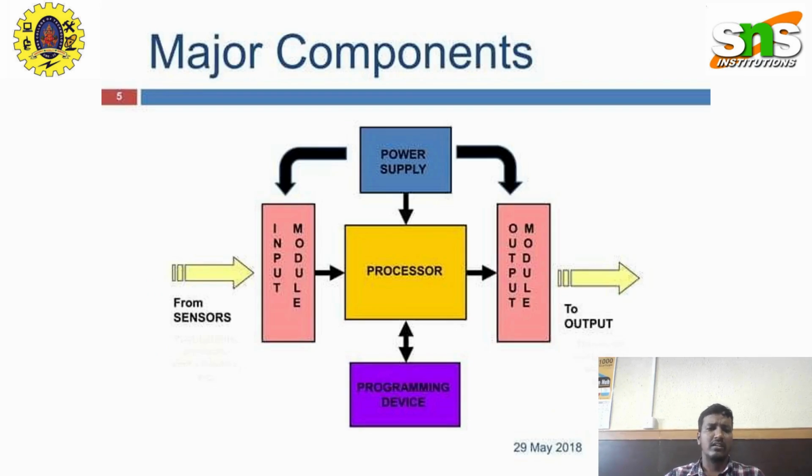The major components are the input module, output module, power supply, processor, and programming devices. In the input module, we have normally open coils, normally closed coils, timers, and counters. In the processor, we have the main control unit and memory parts. Programming devices are used for programming. In the output module, we have single acting cylinders, double acting cylinders, lamps, DC motors, and AC motors.